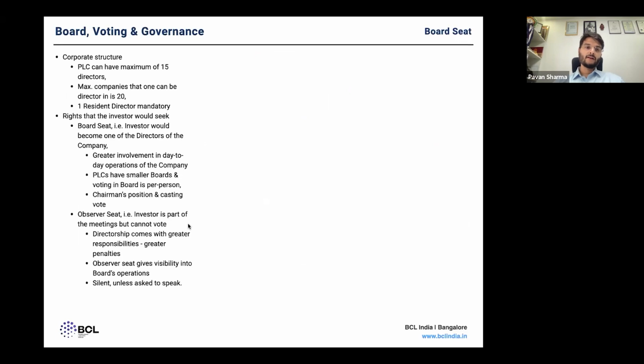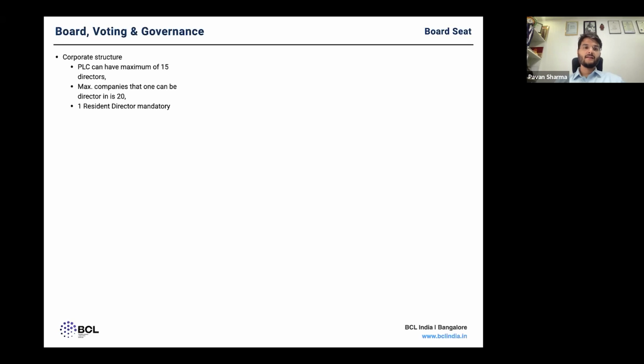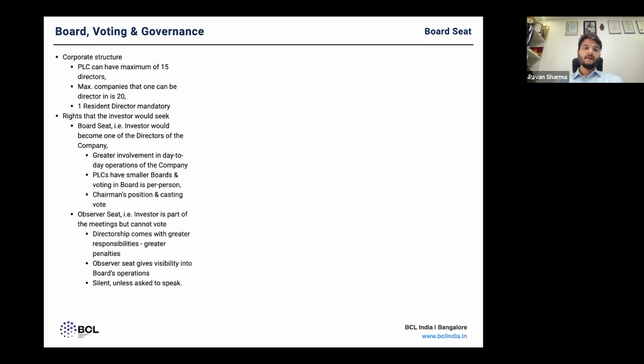Like I mentioned, a private limited company can have a maximum of 15 directors. If you look at a single company, that is 15 directors in a single company. But a person can become a director in 20 companies. And this normally happens with investors because they'll have their representatives sitting in multiple companies.